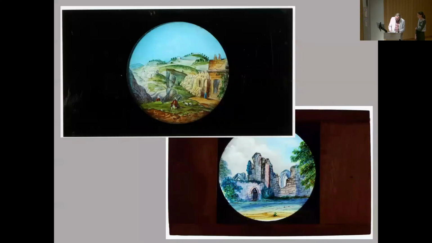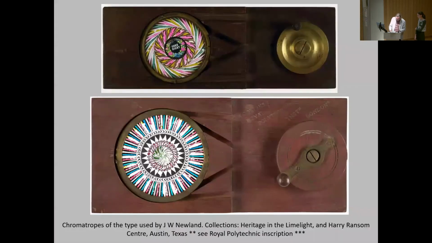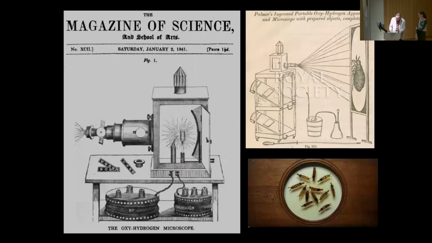They further developed the apparatus for dissolving views, by which one hand-painted glass transparency slide was slowly dissolved into another using two lanterns. The Polytechnic also developed the chromatrope, a kaleidoscopic effect of pulsating colour produced by rotating two patterned glass discs in opposite directions using pulleys. To complete these shows, actual insects were directly projected onto the screen by an oxyhydrogen microscope, an optical arrangement attached to the front of the lanterns.